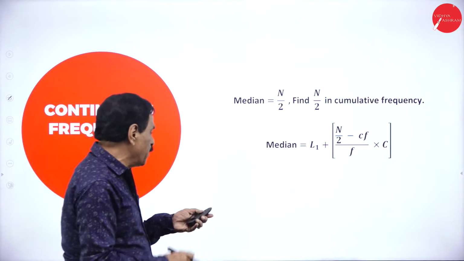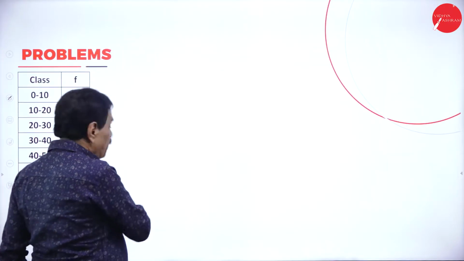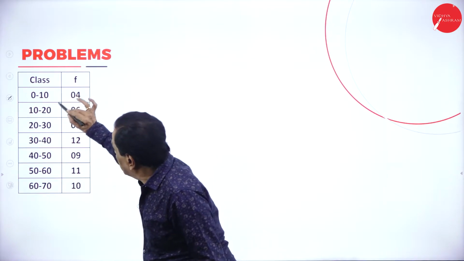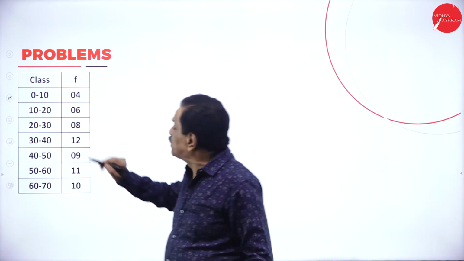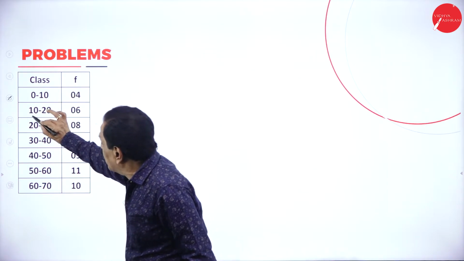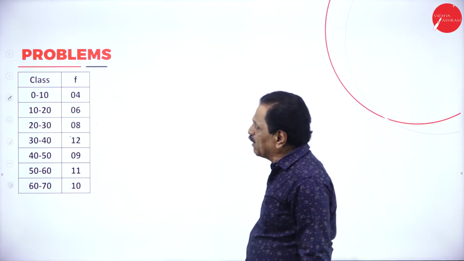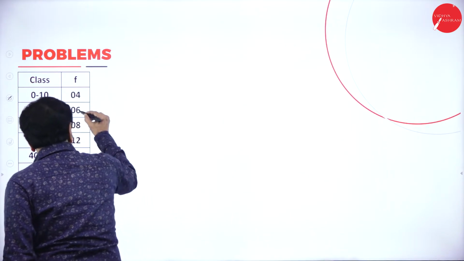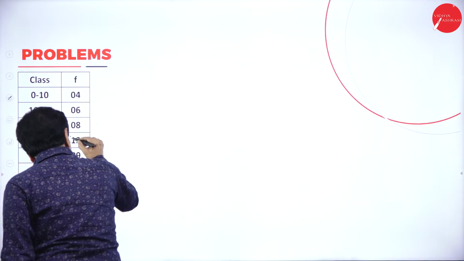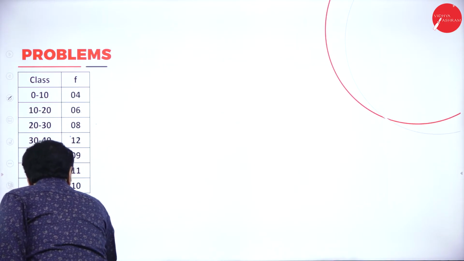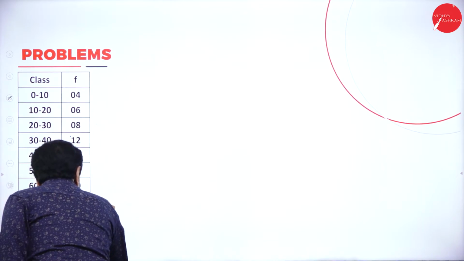So we'll go to the problem now. The problem says 0 to 10, 10 to 20. What is 0? Lower limit. 10 is called upper limit. 10 is called lower limit. 20 is called upper limit. If we add the frequency, 4 plus 6 is 10, 18, 12, 30, 39, 40, 50, 10 is 60. This is n is equal to 60.